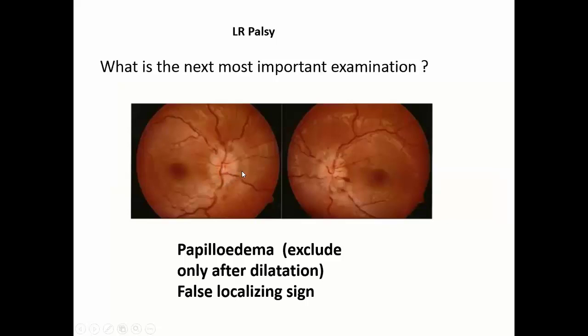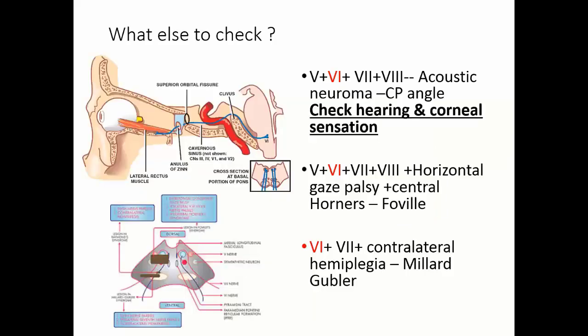I will tell you why you call it a false localizing sign. So you need to look for papilledema in all patients with lateral rectus palsy, even if they are diabetic, and you know that it could be a vascular defect. This is why you get a false localizing sign in intracranial hypertension, because the 6th nerve starts in the pons and climbs up the clivus, and here it turns. At this turning point, it can get kinked if the intracranial pressure is high.